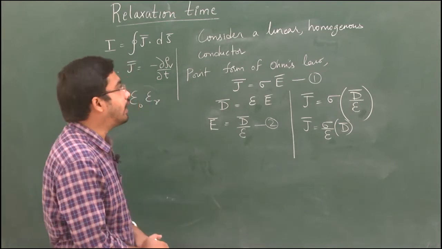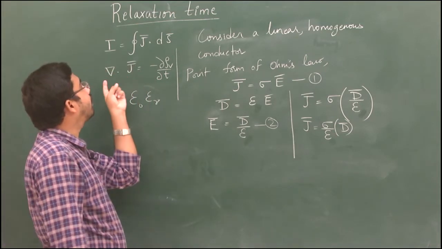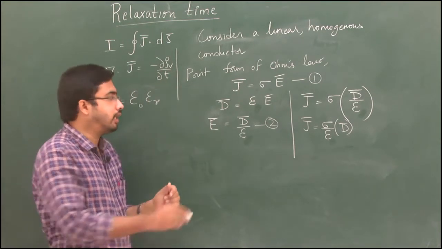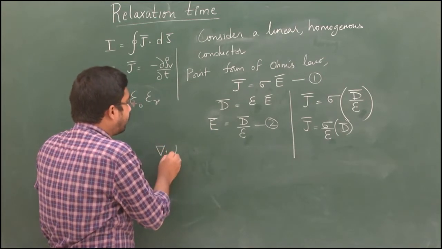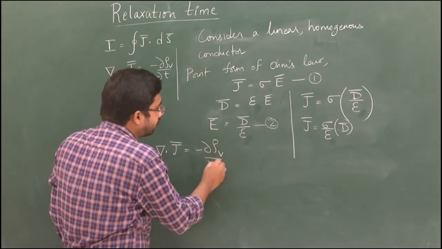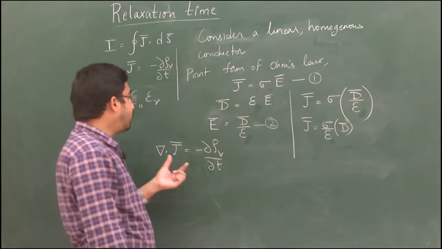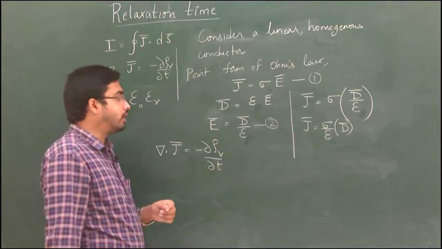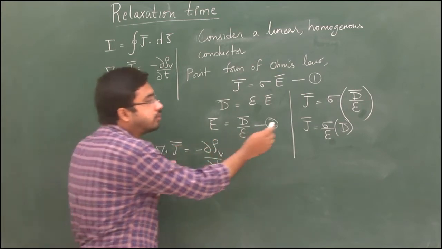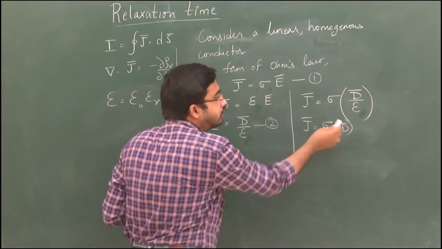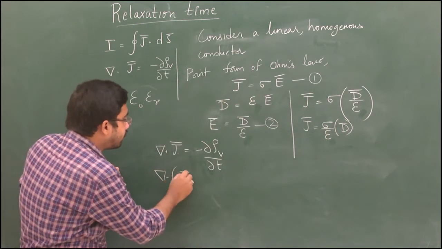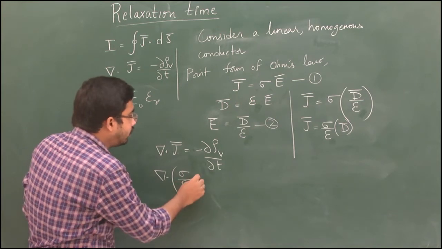Now for a conductor, we have also derived the continuity equation in our previous session. What is the formula for the continuity equation for a conductor? Del dot J bar is equal to minus dou rho v by dou t. So in the place of J bar, what can you substitute now? J bar is sigma by epsilon into D bar.